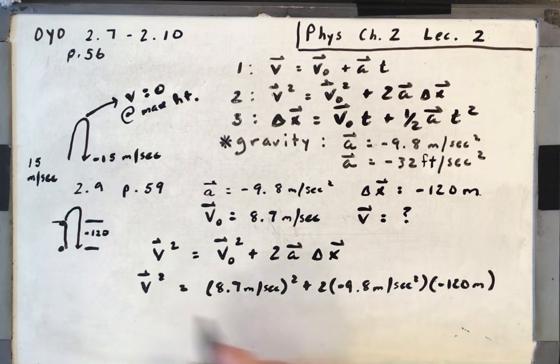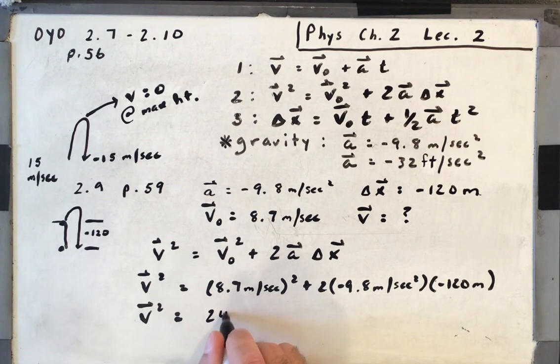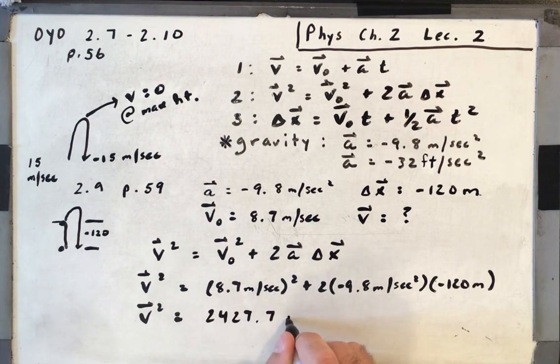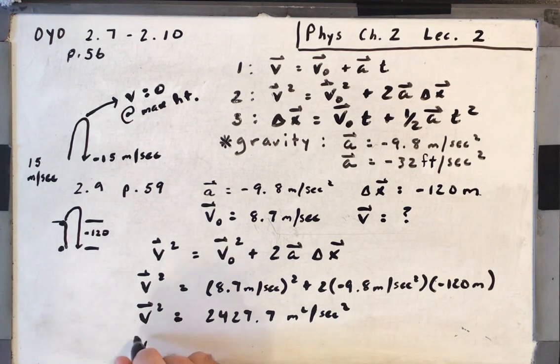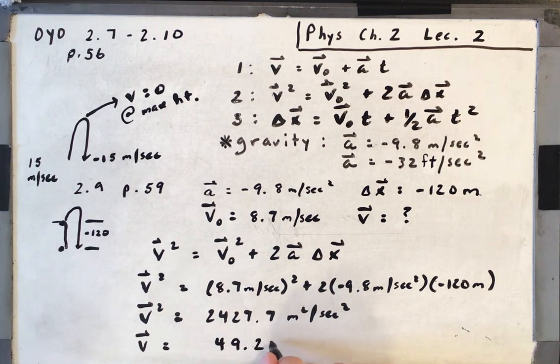Let's just fill in the formula. Your calculator, if your calculator is nice to you, will tell you that that is 2427.7. Is that the answer? No, we want to know velocity. So we have to do what? Take the square root. Now when you take the square root, you'll get 49.27 meters per second. But is that 100% correct?